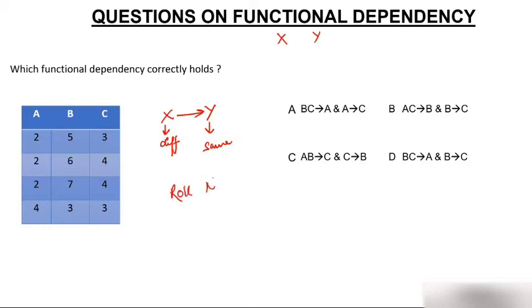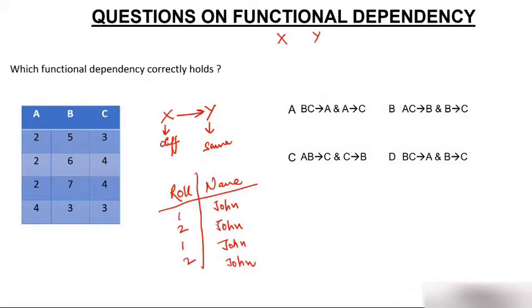Role, name. Fine. I'm taking an example. Suppose all the names are John, John, John, John, John, and suppose these two become equal also, 1 2 1 2. Even then functional dependency holds. For 1 it's producing John, for again 1 it's producing John. For 2 it's producing John, and for 2 it's producing John. So what we understood is that if all the right side is equal, then also functional dependency holds.